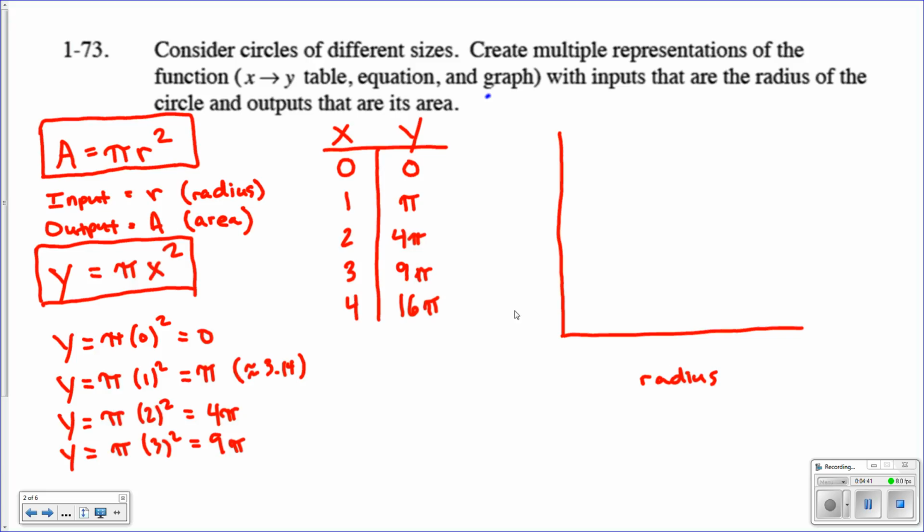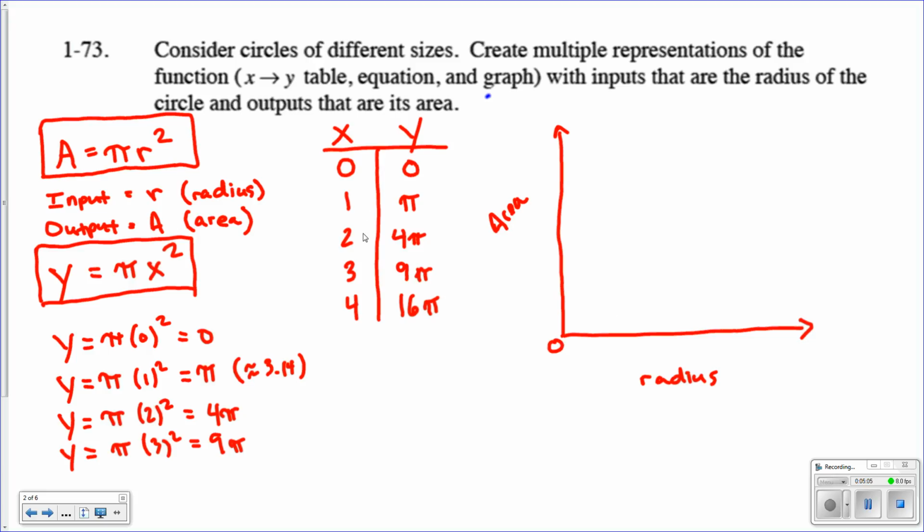And units right now, it's not really going to matter because we're not really dealing with a specific unit. And then over here, we're going to have our area. Our y-axis is going to be represented by our area. So we're going to put 0 down here, and let's think about it here as we go.